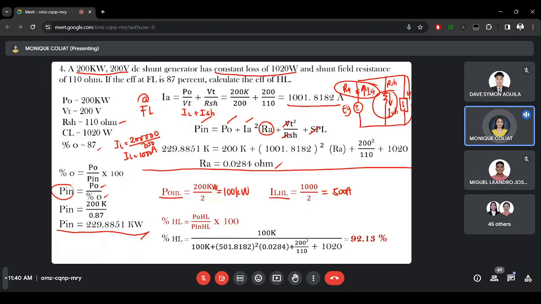Magtataka kayo, bakit ginamit yung first condition na RA? Si resistance po is hindi siya nagbabago. Constant po si resistance. That's why, even though it's from the first condition, it's just the same. We will use the same resistance. Plus 200 squared over 110 plus 1,020. Your half load efficiency is 92.30. Naintindihan? Yes po, ma'am.